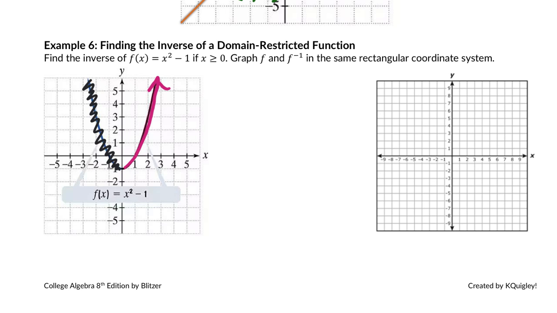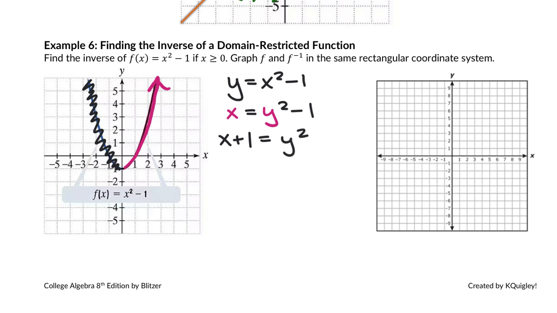Here's how we do it algebraically. So let's say we have y equal to x squared minus 1. That's the equation of this line. I'm going to switch the x's and the y's like I did on the first page, and I'm going to solve for y. Add 1 to both sides.